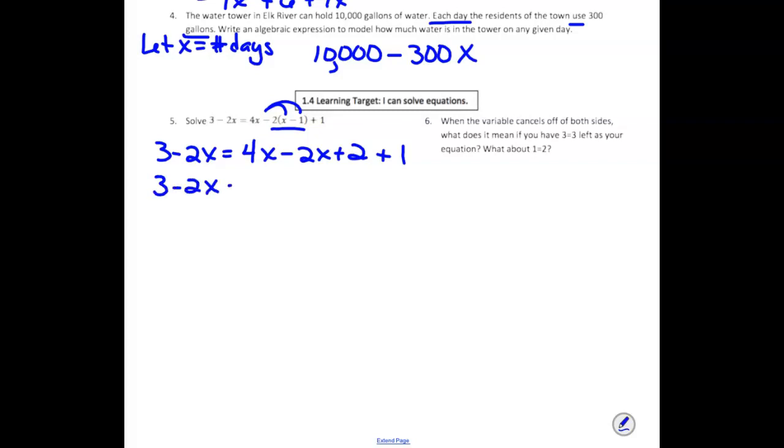So let's clean up the right-hand side here. The 4x minus 2x would be 2x. The 2 plus 1 would be 3. And now when we try to solve this, we need to get variables to one side. So I'm going to add the 2x over.